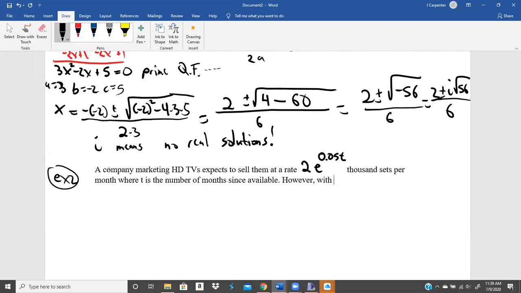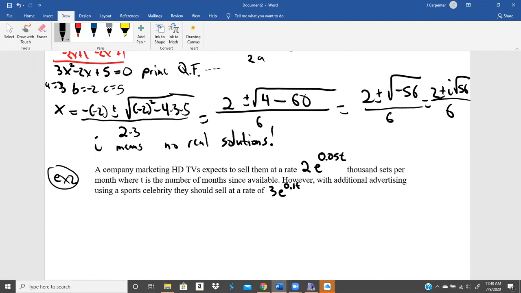However, with additional advertising, using a sports celebrity, well-known sports celebrity. Okay. They should sell at a rate of, see if I can squish this in here, 3e to the 0.1t. This is a higher rate. The coefficient has changed from a 2 to a 3, that's bigger. And then the exponential coefficient went from a 0.05 to 0.1, that's double, that's bigger.